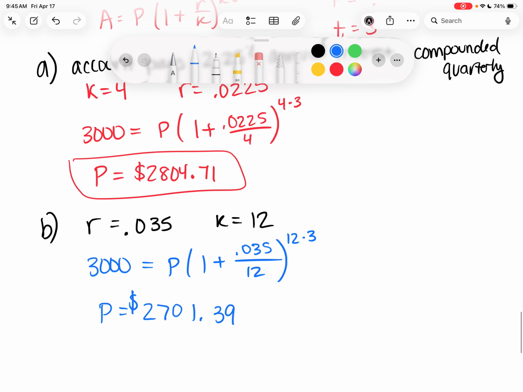1.11. And then 3,000 divided by that. 2,702.70. Did you use the rounded number, or did you do second answer? If you use the rounded number, I mean, you're going to be close enough. I'm not going to take points off.